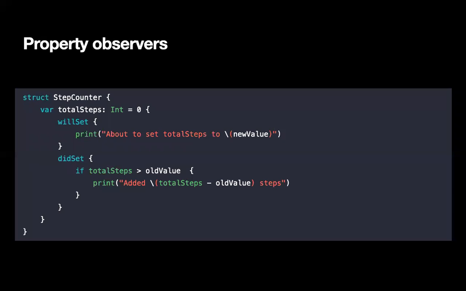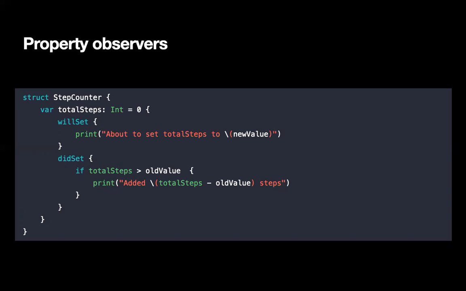Then the next part is property observers. Swift allows you to observe any property and respond to changes in the property's value. These property observers are called every time a property's value is set, even if the new value is the same as the property's current value. There are two observer closures or blocks of code that you can define on any given property: willSet and didSet.